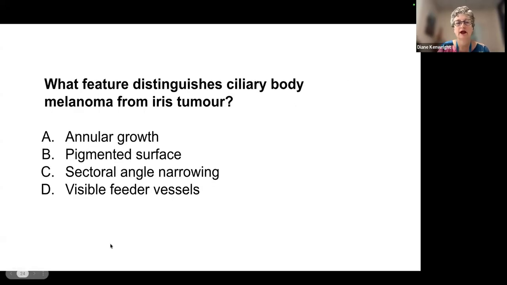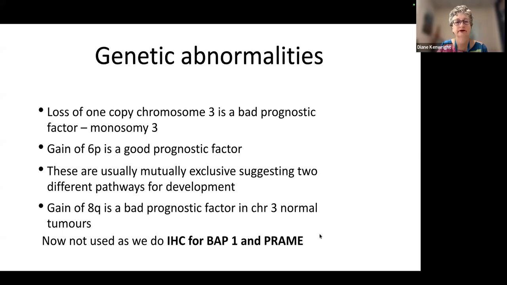All right, what feature distinguishes ciliary body melanoma from iris tumor? Okay, so we often have to decide whether this is an iris melanoma. Well, actually, not that often because they're not that common. Versus ciliary body. Both will have feeder vessels, both will have angle narrowing, both will have pigment, but the iris tumor tends to have annular growth.